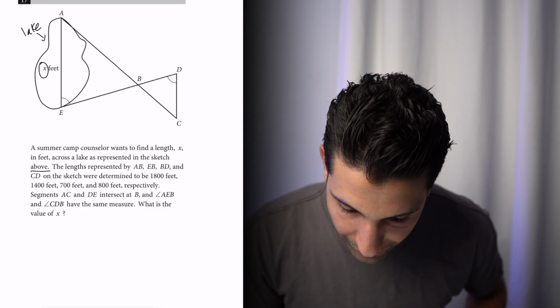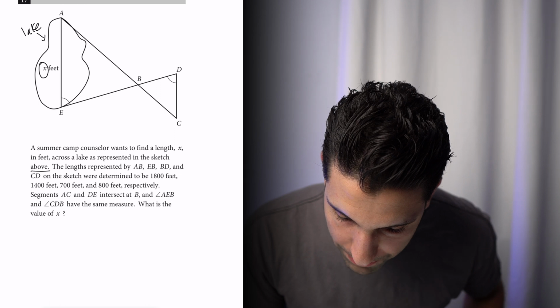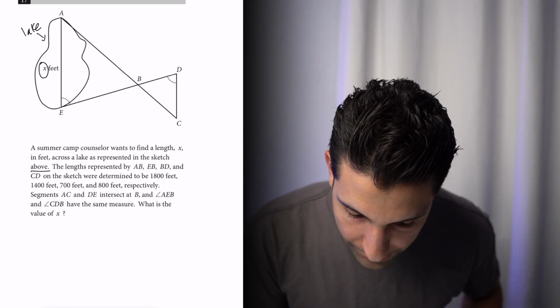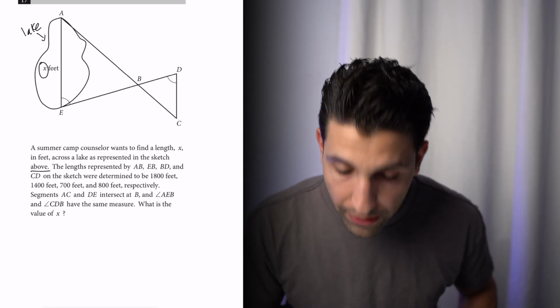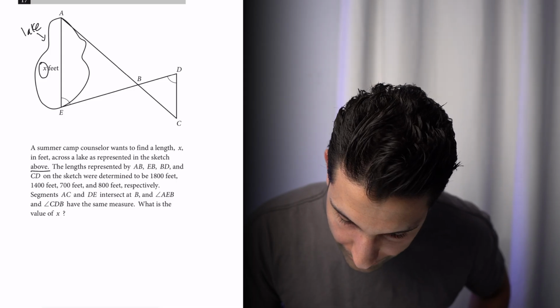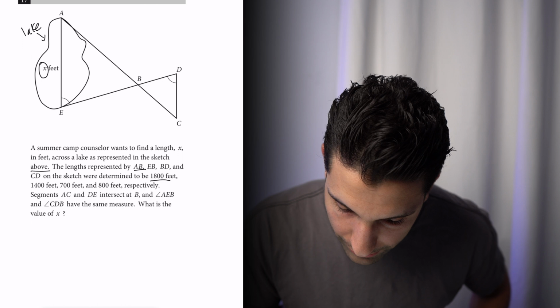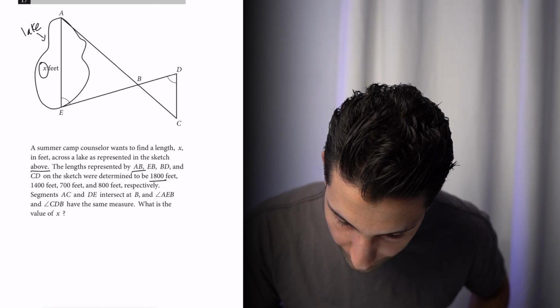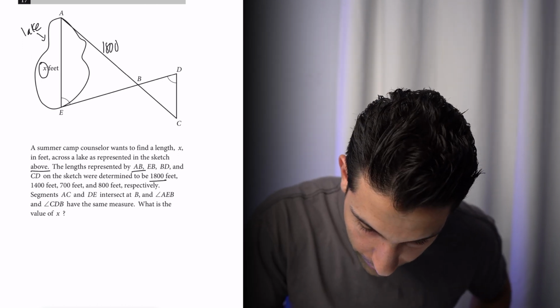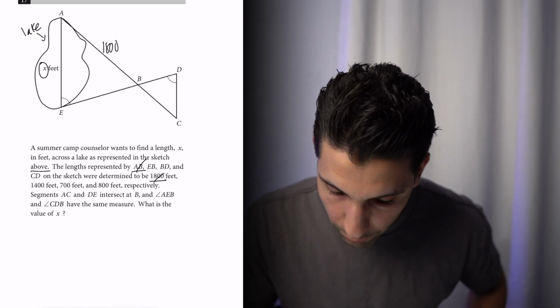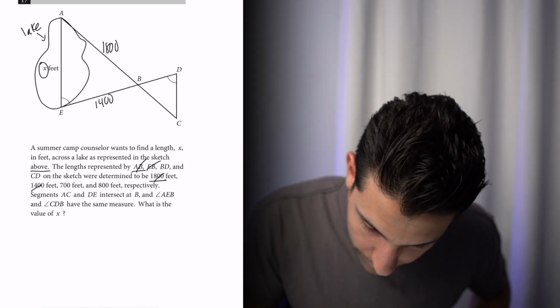Let's keep reading. The lengths represented by AB, EB, BD, and CD on the sketch were determined to be 1,800 feet. Stop. You're being given information that relates to a picture. So let's go ahead and start filling out this picture. In this case, we can actually start to make the image more clear by writing things down on the picture. So let's do that. AB is 1,800 feet. So what I'll do is I'll underline AB 1,800 and then I'll write it down. Then I'll cross it out to let me know that I've already done that part.